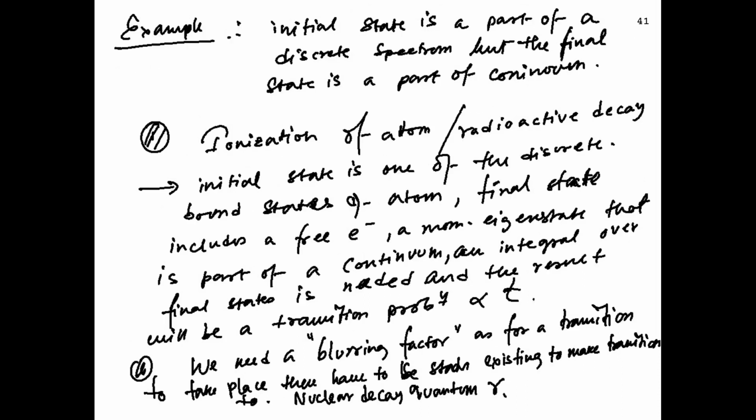So here is an example of that problem. Let's say the initial state is a discrete spectrum of a problem, and the final state is a part of a continuum. When does that happen? It happens in an ionization or radioactive problem, where the initial state is any of the discrete bound states of the system. You can imagine, let's say, the atom as some kind of a spherical well, or a square well, which is a bounded region and the states are discrete.